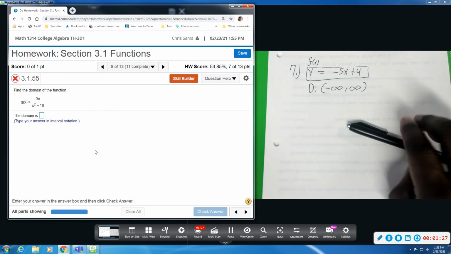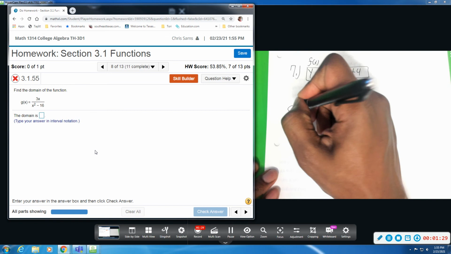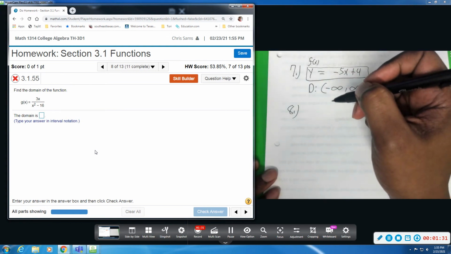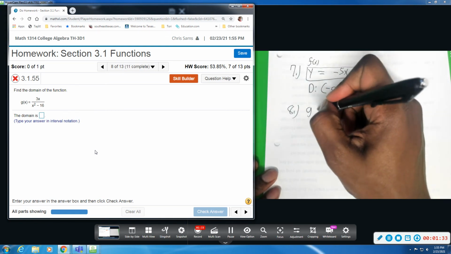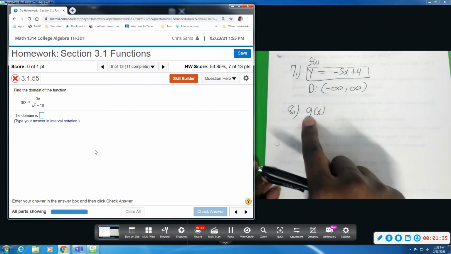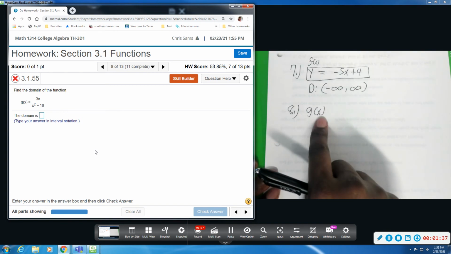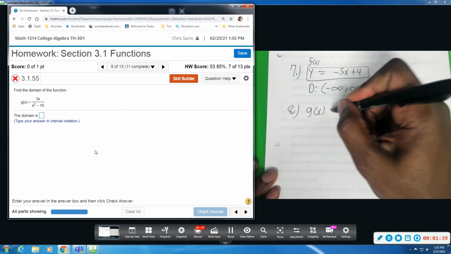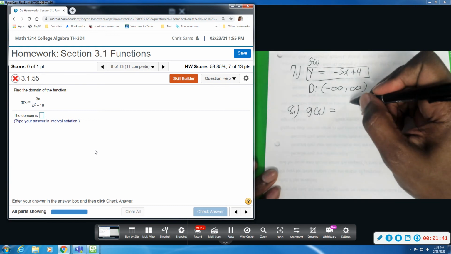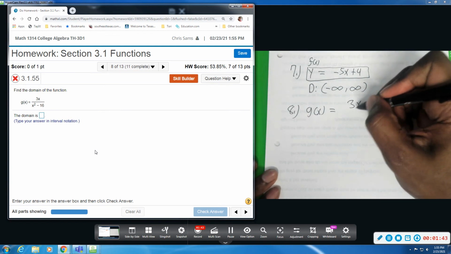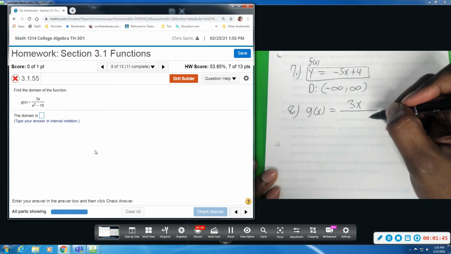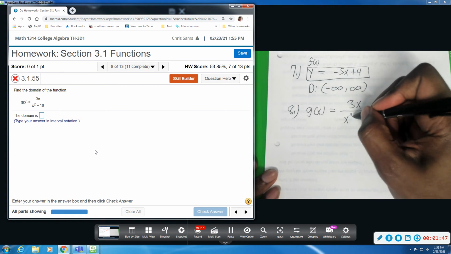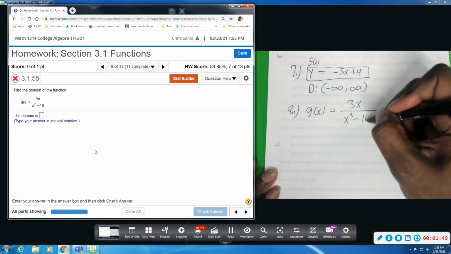All right, number 8, this time we have g of x, and they can use different letters, but it's still y equals, basically. Don't let that confuse you. So we have g of x equals 3x divided by x squared minus 16.